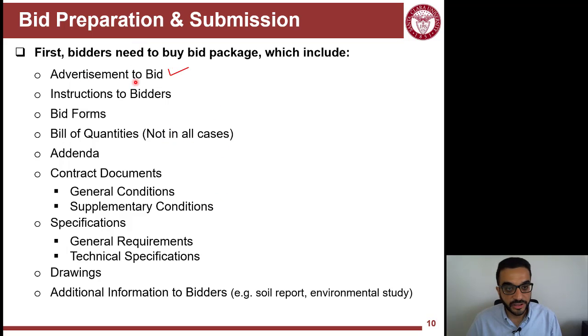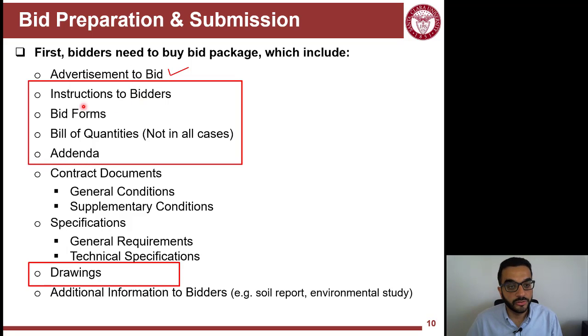We already covered that the advertisement itself needs to be part of that bid package, and there should also be instructions to bidders, to walk them step by step through what needs to be done, the forms that they need to fill, the bill of quantities, and we'll see that, and addenda and drawings. Other documents or parts of the bid package, we will go over in future lessons.